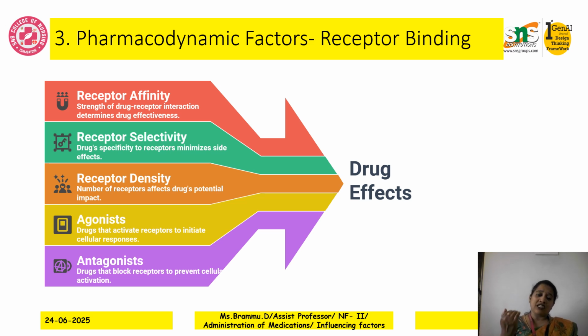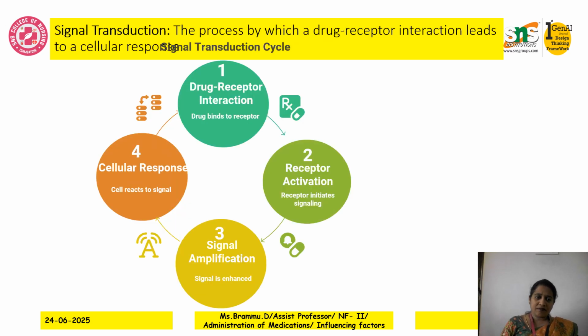An antagonist actually blocks the receptors to prevent the cellular activation. Here the cellular activation is avoided. Maybe you give an antidote in case of any poisoning. It is actually going to reduce the stimulation.